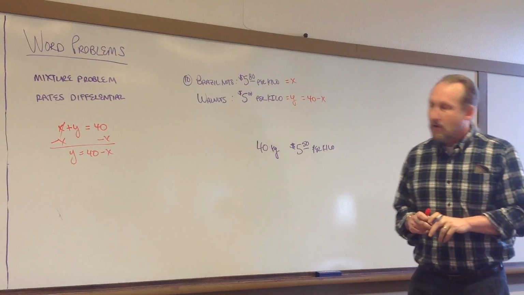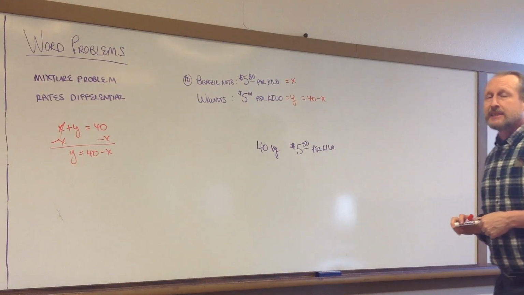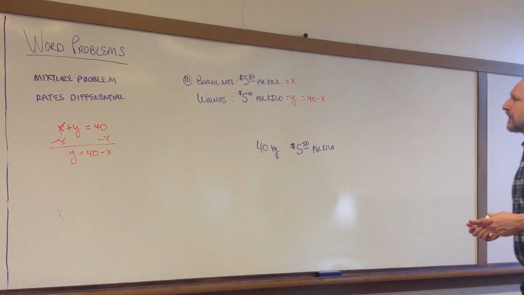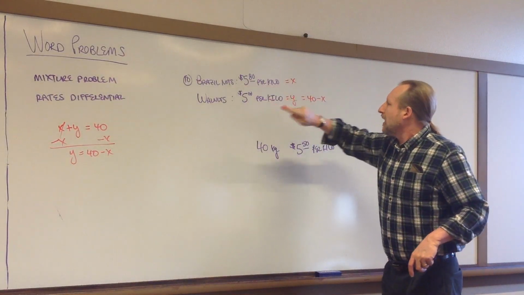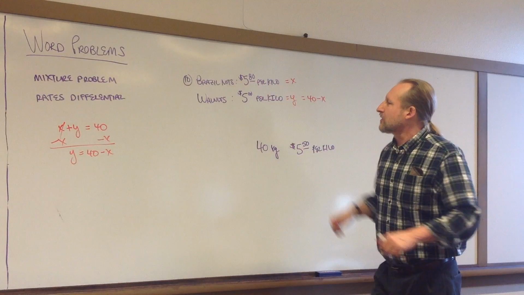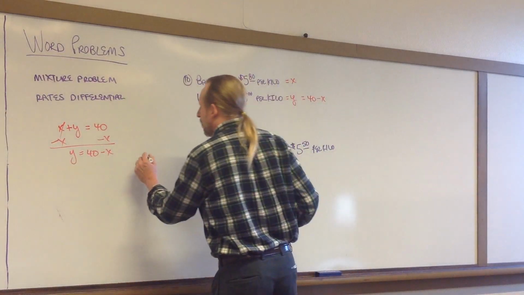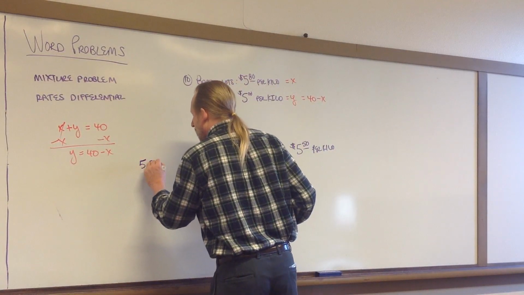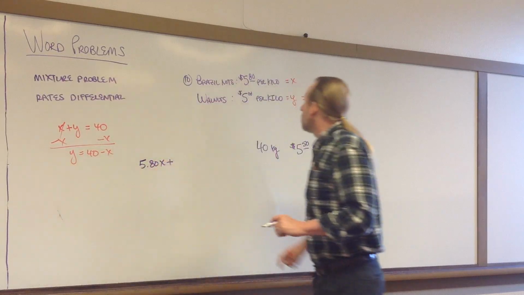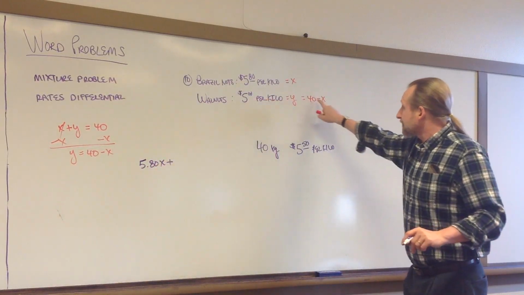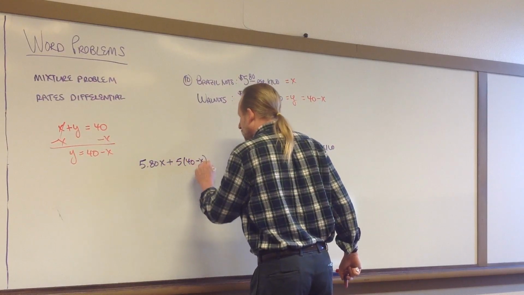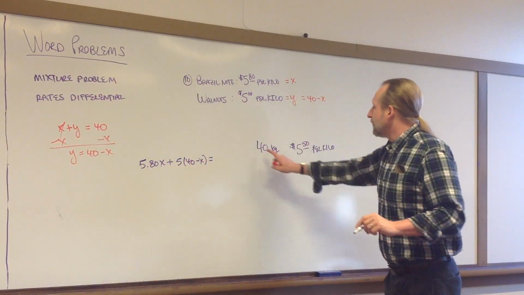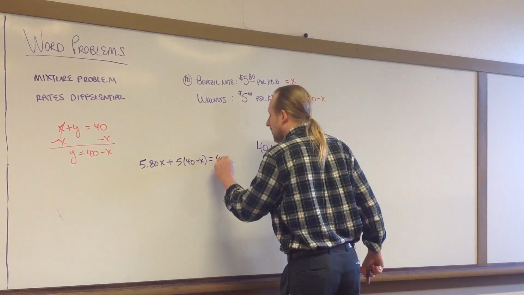Okay, so the next step is the big step, setting up this equation. So we've got the cost per kilogram times the number of kilograms. So 5.80 times x plus $5 times 40 minus x has to be equal to 40 times 5.50.